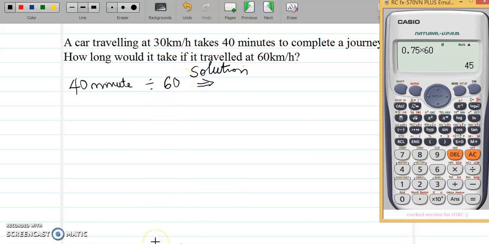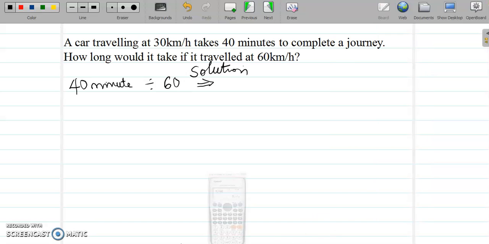If I divide it by 60, we have what? 40 divided by 60. We have what? 0.666 is a recurring decimal. So I have 0.6667 hour. I convert it because I'm solving in hour.